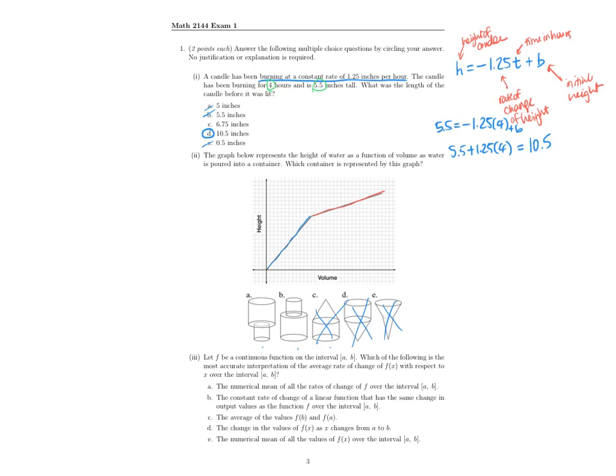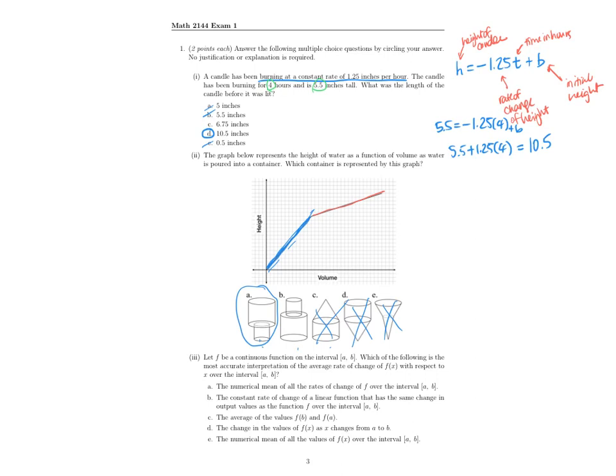So now the question is, is the larger part of the cylinder on the bottom or the top? So if I think about this, for this first part of the graph, as the volume increased, the height increased at a faster rate. So that's going to be this skinnier one at the bottom, because as I fill it up with more volume, the height is going to go up faster. So the correct answer here is A.